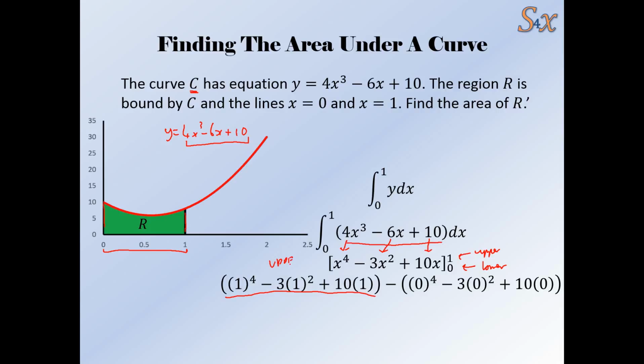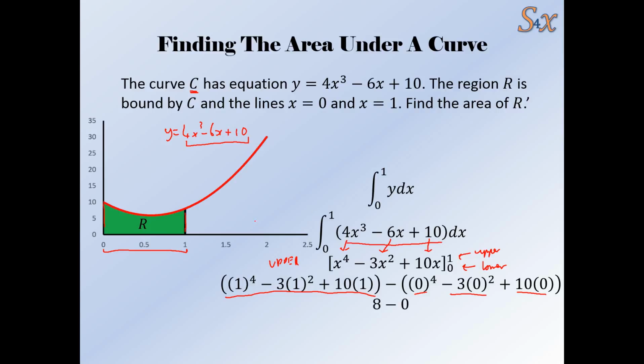And then I subtract, because we do the upper minus the lower. And this is my lower limit subbed in, which is really easy because the whole thing is going to be 0. Instead of x to the 4, I get 0 to the 4. Instead of minus 3x squared, I get minus 3, 0 squared. Instead of plus 10x, I get plus 10 times 0 because I've substituted in 0 every time I see an x.